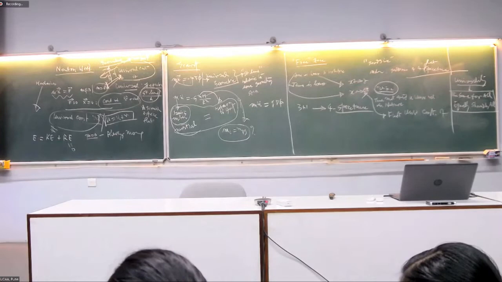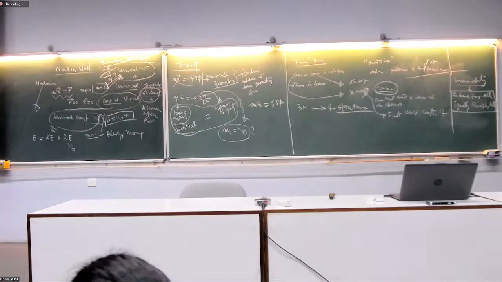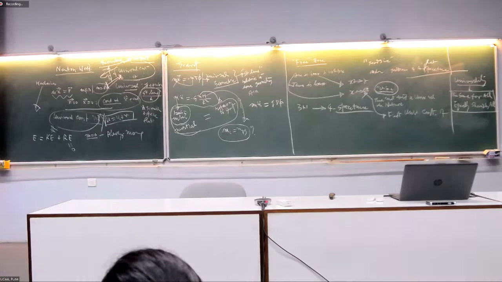But now I said, space and time stand on the same footing. Whatever is true for space must also be true for time. So that means the time interval between the two events should depend upon the path the clock takes from one event to the other.